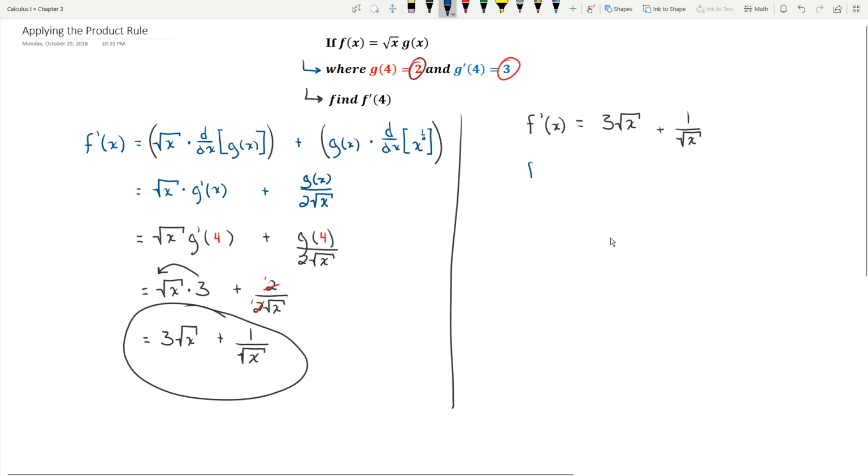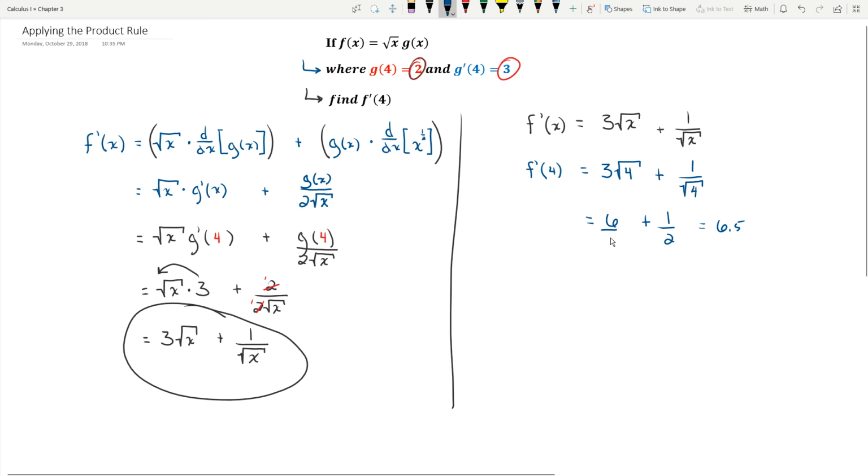And now we'll go ahead and say f prime of 4, which is equal to 3 times the square root of 4 plus 1 divided by the square root of 4. And square root of 4 is 2. 2 times 3 is 6 plus 1/2. So at this point, I'm not sure if you realize this, but we could simply say that 6 plus 1/2 is just simply 6.5.